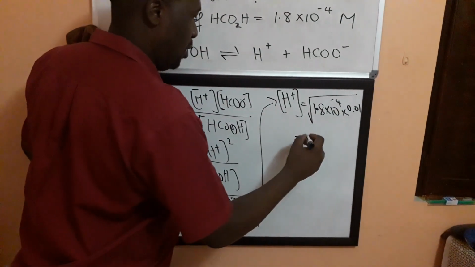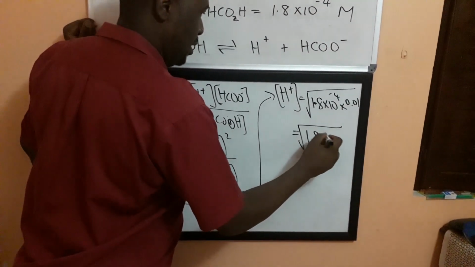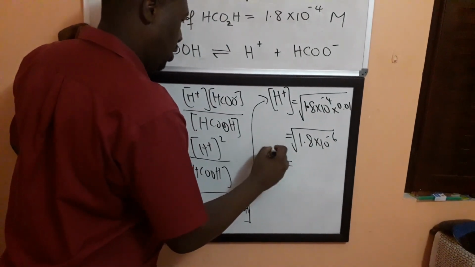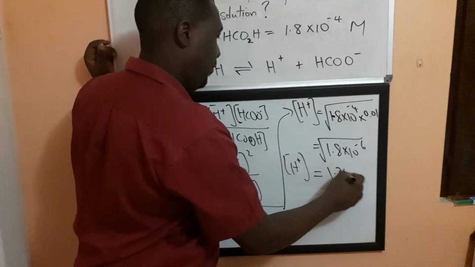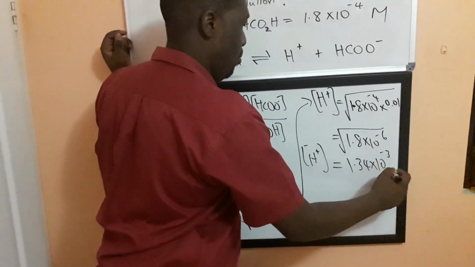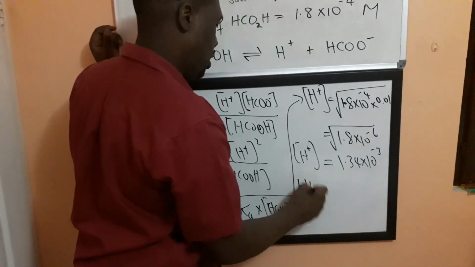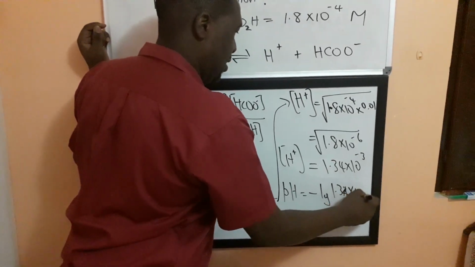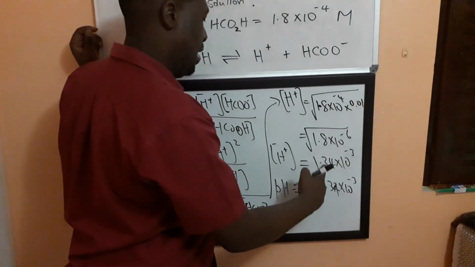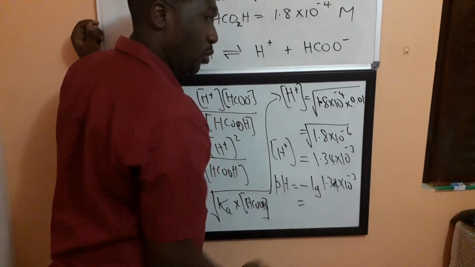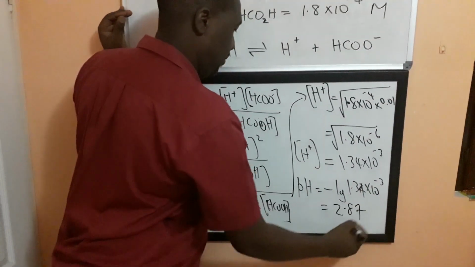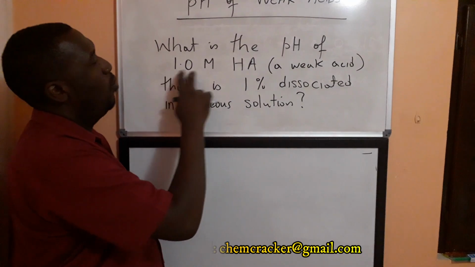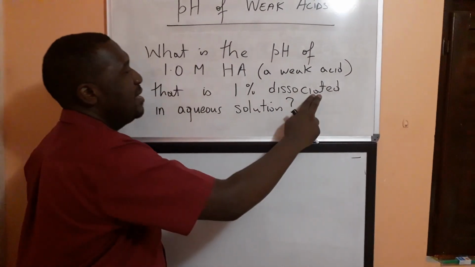That is going to be equal to the square root of 1.8 times 10 to the minus 6. And if you do that on your calculator, you are going to get 1.34 times 10 to the minus 3 mole per dm cubed. Now the pH is going to be equal to minus log of 1.34 times 10 to the minus 3, because pH is minus log H plus concentration. And that will give you 2.87.